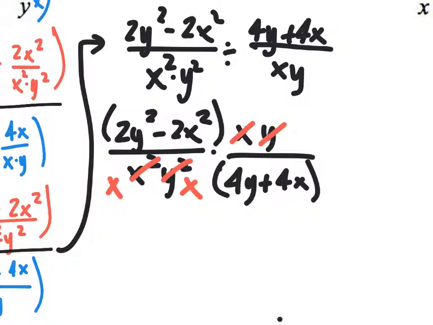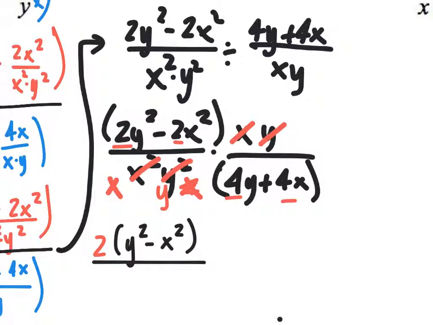I can factor out a 2 from my numerator, and I can factor out a 4 from my denominator. Now, when I factor out a 2, I'm left with y squared minus x squared. Now, in my denominator, and this should be not an x, this should be a y, my denominator here is just going to give me xy times, and let's also factor out a 4 from here. So I'm kind of doing a couple steps here. So factoring out a 4, and we're left with y plus x.